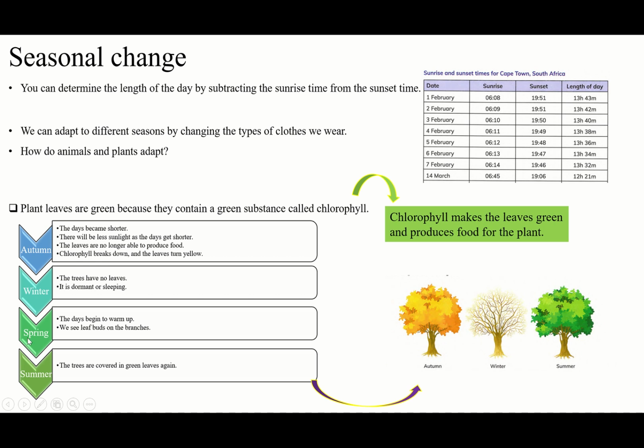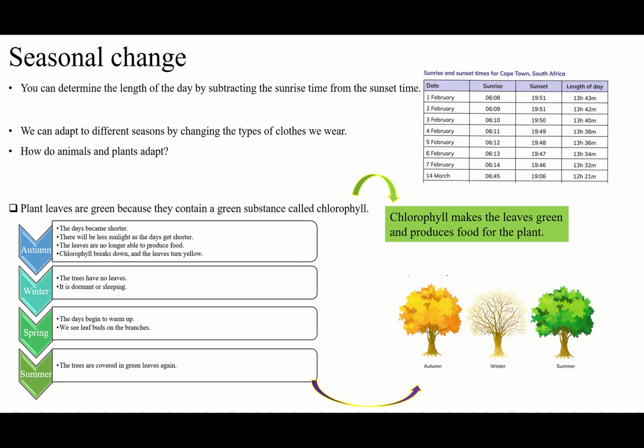When will we see this? In spring. In spring we have leaf buds on the branch that are going to try to change into leaves. What about summer, the last one? The trees are covered in green leaves. You see, in summer. If someone asks you in which season the trees are covered with green leaves, maybe you say spring, oh, the grasses are green. You see, everything is growing in spring. No, in spring they are starting. But if you say completely covered with green, it will be summer.